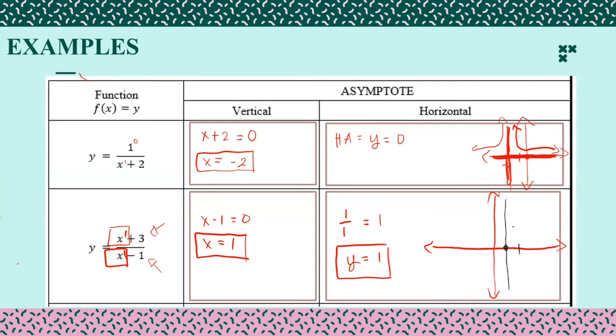Okay? Next is our horizontal asymptote, which is y is equal to positive 1. So positive 1, positive 2. So this is your horizontal asymptote. That means your graph should not touch it. Say, here is your graph.